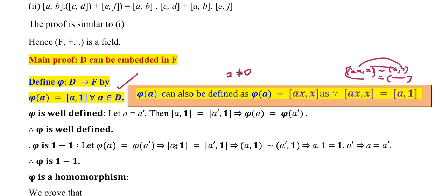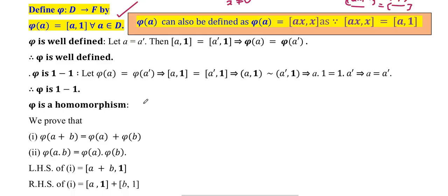Now, to prove one-to-one, you have to consider the images to be the same. Phi of A equals phi of A prime. That means this equals this. Because the equivalence classes are equal, the corresponding elements must be related. So we have this. But this is A into 1 equal to 1 into A prime. So that implies A equals A prime. Therefore, phi is 1-to-1.